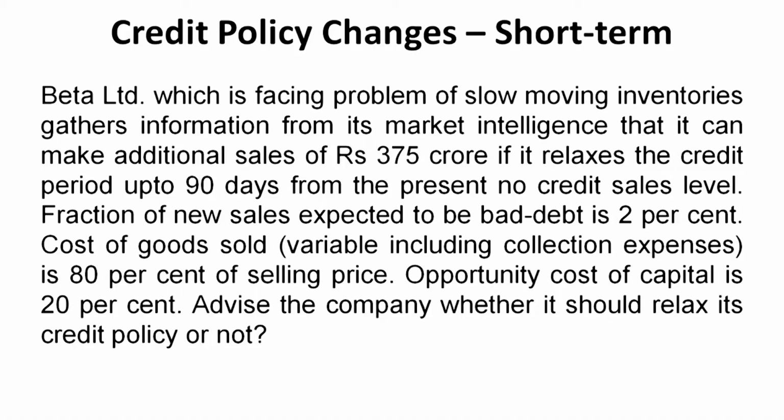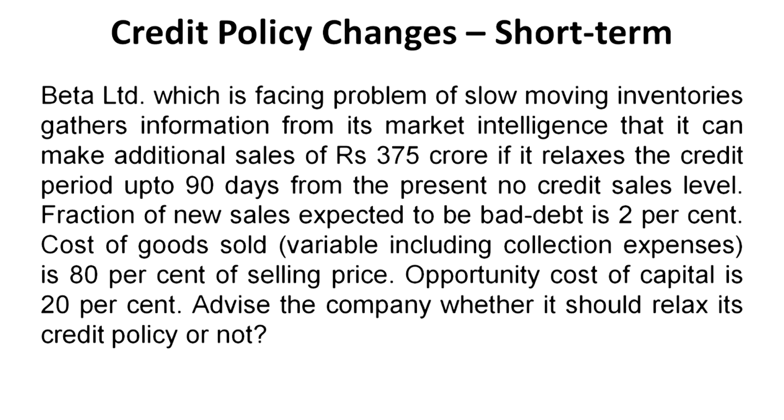We have a small problem worked out here, and we will try to find the solution. Say, for example, Beta Limited is facing the problem of slow moving inventories. It gathers information from its market intelligence that it can make additional sales of rupees 375 crores if it relaxes the credit policy up to 90 days from the present no credit sales level.